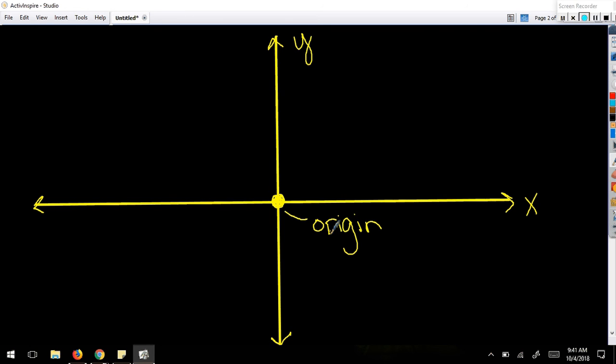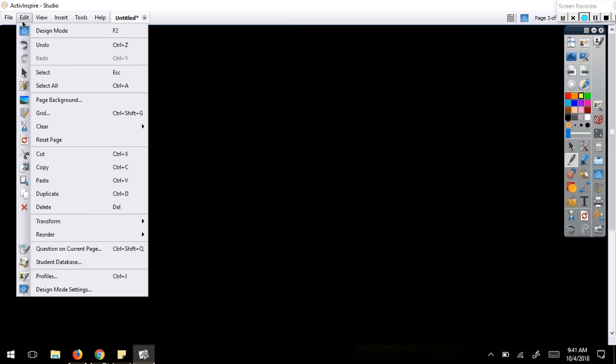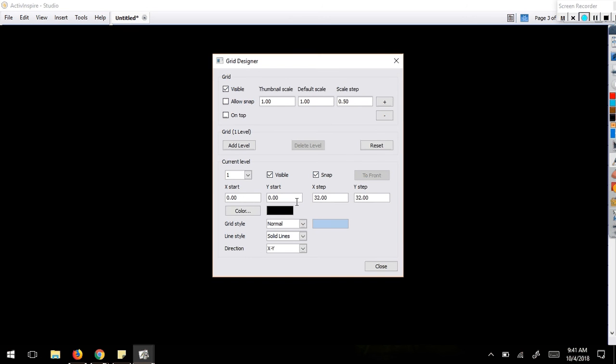I'm going to label these with some tick marks. I'm going to let each one represent one. I'll go up to maybe 1, 2, 3, 4, 5, 6, and go up the same. Actually, I'm going to put us on some graph paper here. If you've got graph paper, you don't necessarily have to use it.